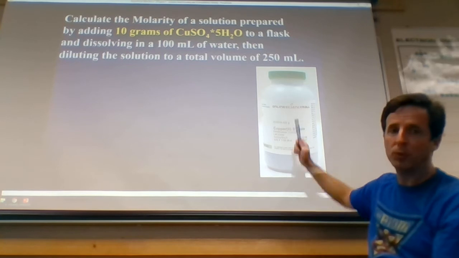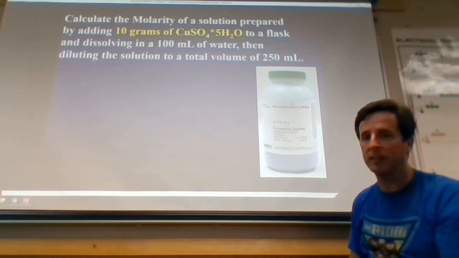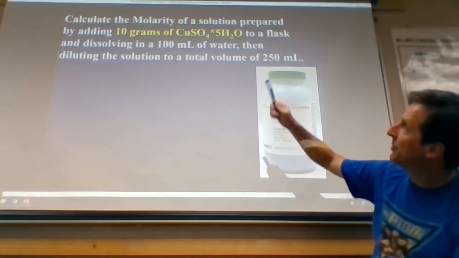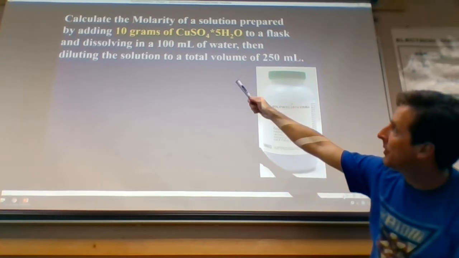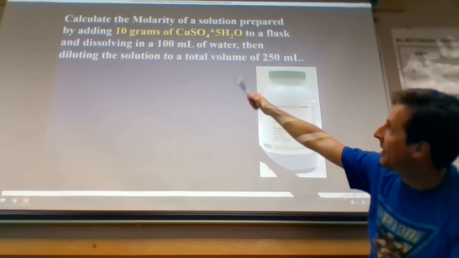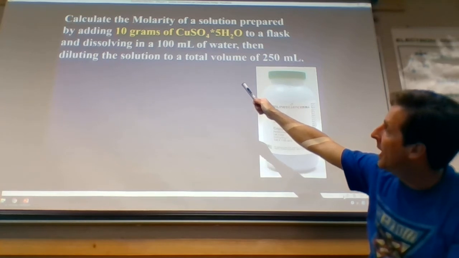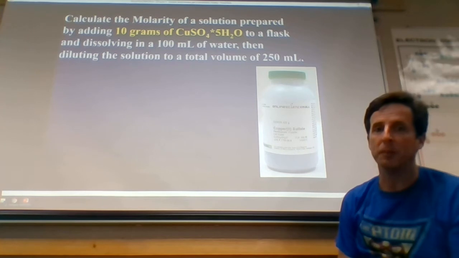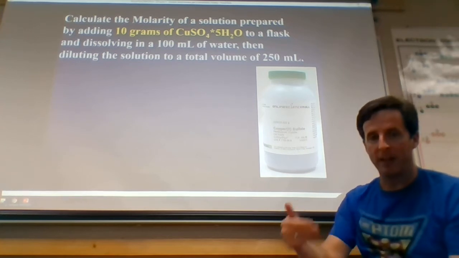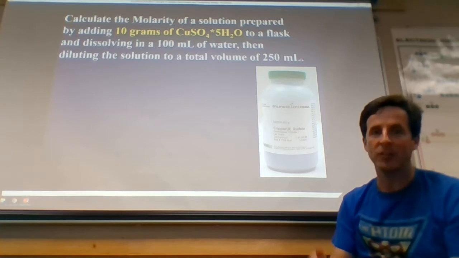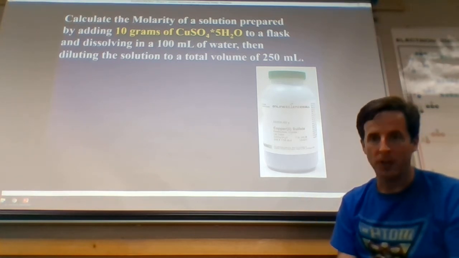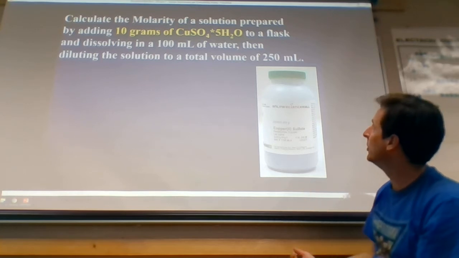It's actually copper 2 because copper can show different charge states. But so I have a bottle of this solid. I'm going to weigh out 10 grams of the compound. I'm going to dissolve it in a flask with 100 mils of water, and then I'm going to add more water until I get to a total volume of 250 milliliters. Okay? When I do that and I finish, I want to know what's the concentration of the solution that I just made. So, what do we need to do?